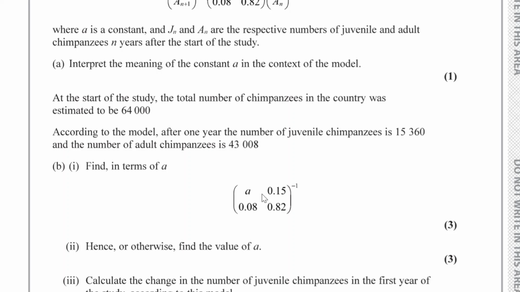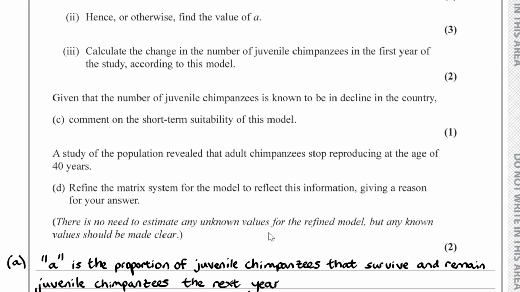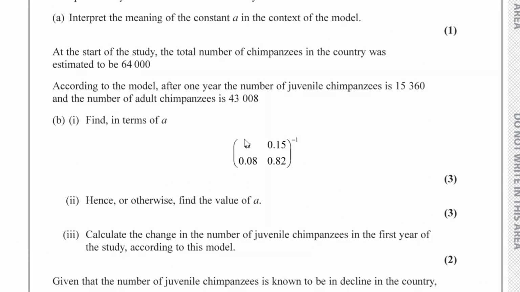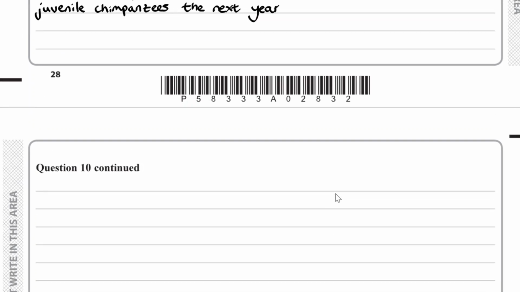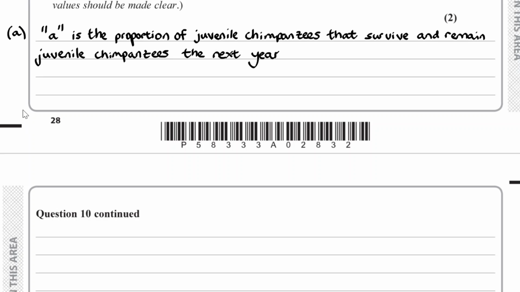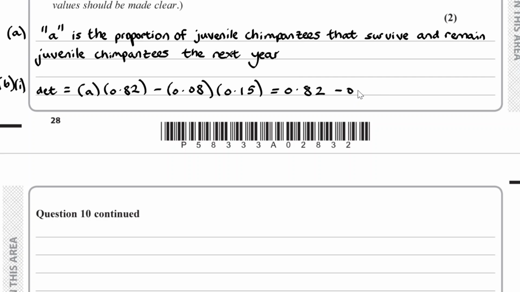Now, first of all, we'd have to find the determinant. To find the determinant, we multiply the A by the 0.82 and we subtract off the product of 0.15 and 0.08. So the determinant is equal to A lots of 0.82 minus 0.08 lots of 0.15. So we have 0.82A minus 0.012.